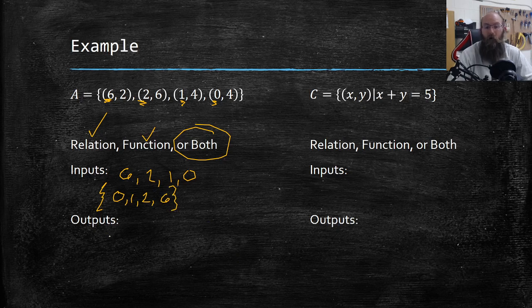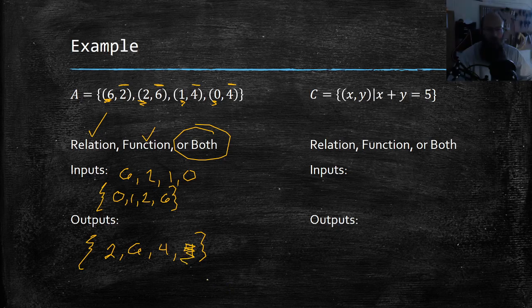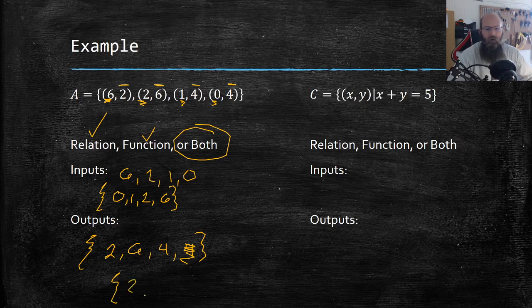Now, outputs, my y coordinate points. Those are the second half of each of these coordinate points. So I have a 2, 6, 4, and 4 again. That's okay. I'm allowed to repeat outputs. I just cannot repeat inputs. And I'm not going to write that second 4. There's no need to. So I'm just going to write the 2, 6, and 1 of the 4s. And again, I want to write that in ascending order. So 2, 4, 6. Look at this next example.